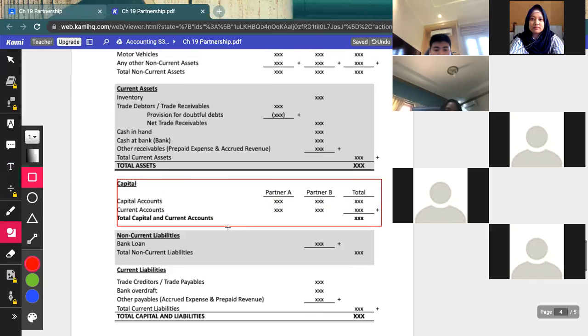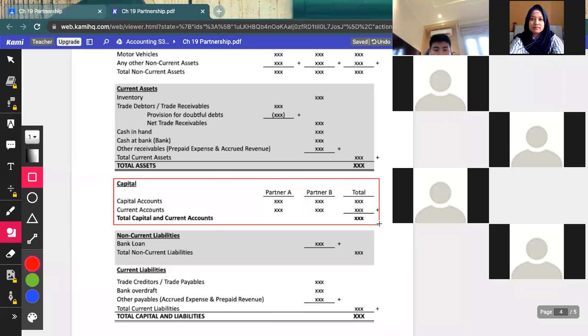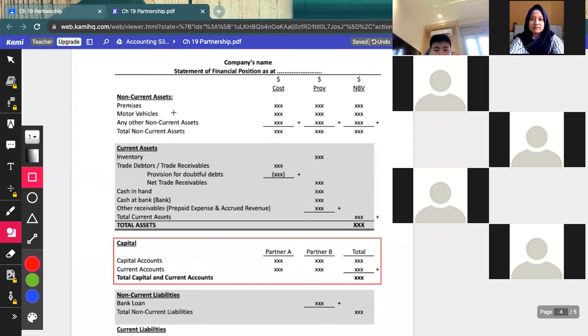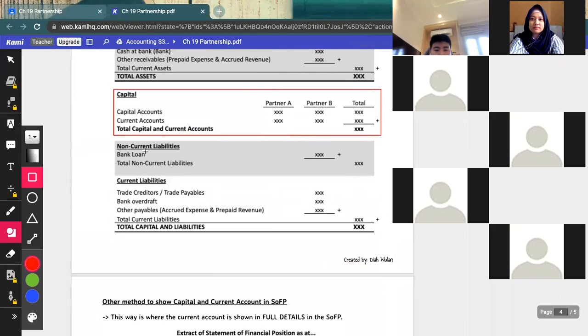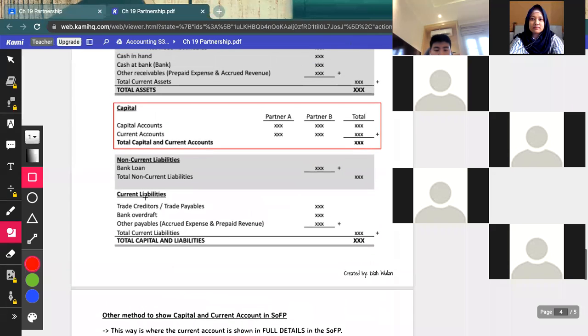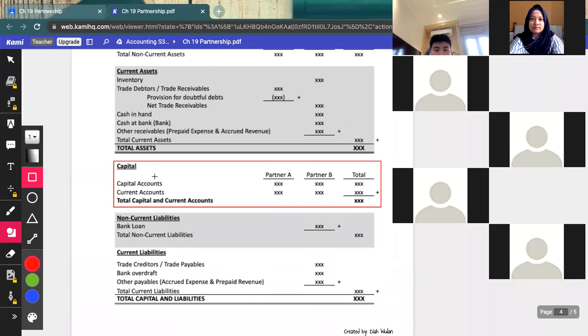Okay, since the ownership of this business is different from a sole trader, the only part that is different is the capital part. Non-current assets, current assets, non-current liabilities, and current liabilities are the same. Now look at the capital part over here. It is divided into capital accounts and current accounts, and you have to separate between partner A and partner B.